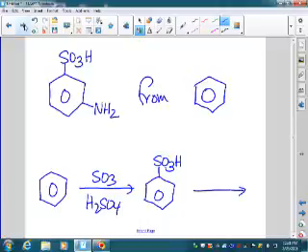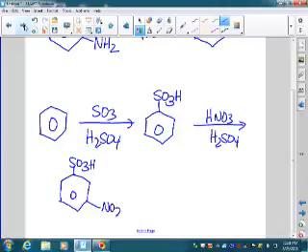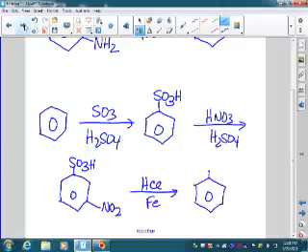Then what? Nitric and sulfuric acid will put on the nitro group meta. Then what? HCl and Fe will reduce the nitro. I don't think H2/Pd is going to touch the sulfonic acid, but I'm not absolutely certain. I don't think it would. So I think you could use H2/Pd here as well.